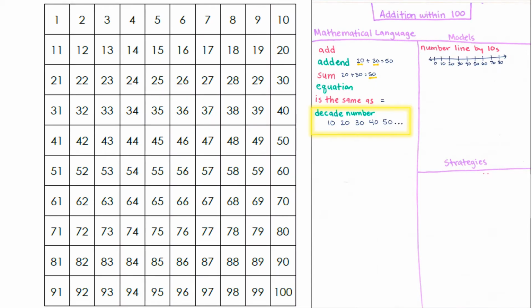Look at this 100 chart. Can you see which numbers are decade numbers? Yes, decade numbers are groups of 10 without any singles or ones. You may notice that they all have a 0 in the ones place. Those are all decade numbers.